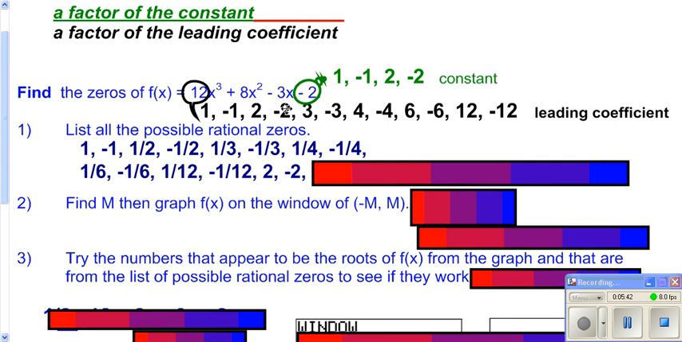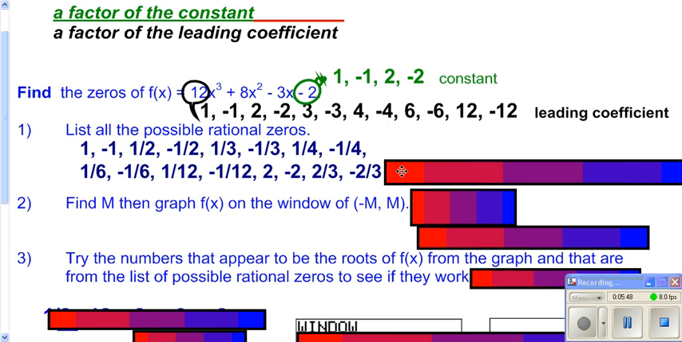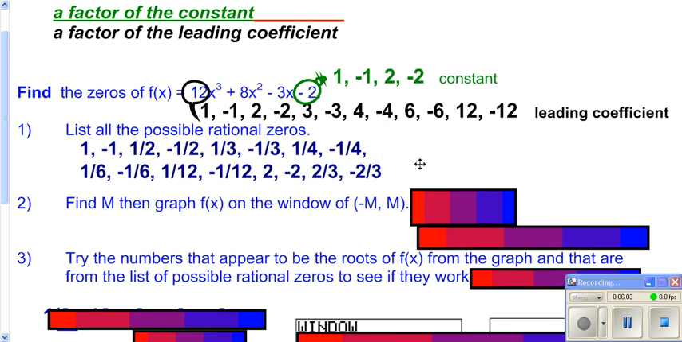2 over 2, that's already listed as your 1. Or you could have your 2 over your 3, plus or minus 2/3. Or you could have your 2 over your 4, but that's a half and already listed. Or you could have your 2 over your 6, which is a third but already listed. Or you could have your 2 over your 12, which is your 1/6, which is already listed. So here's all your possible rational zeros.